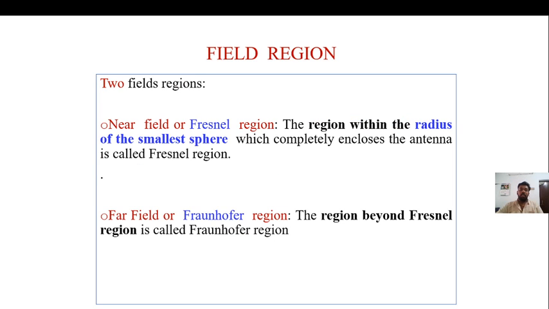There are two fields, one is the near field and the other is the far field. Usually the antenna characteristics or parameters are measured in the far field. We are in need of far field parameter results. The near field is when an antenna is enclosed by a smaller sphere, the region within the sphere is called the near field or reactive field, and the region apart from the near field is called the far field.